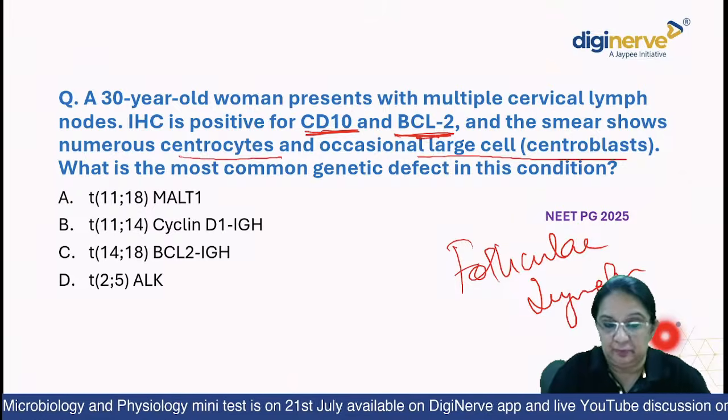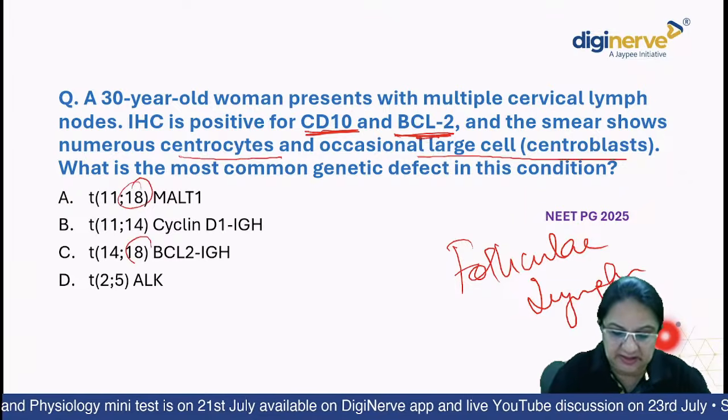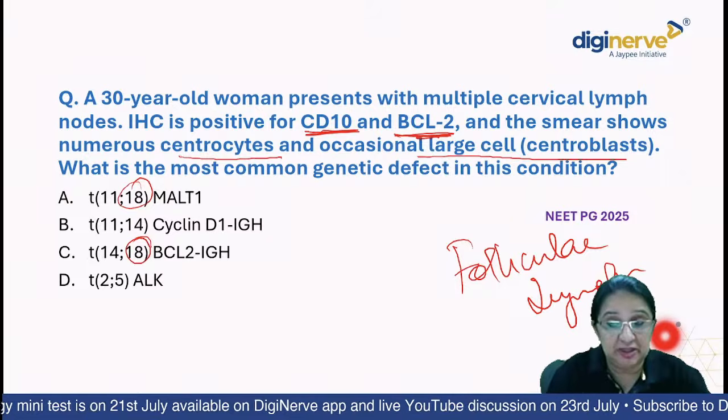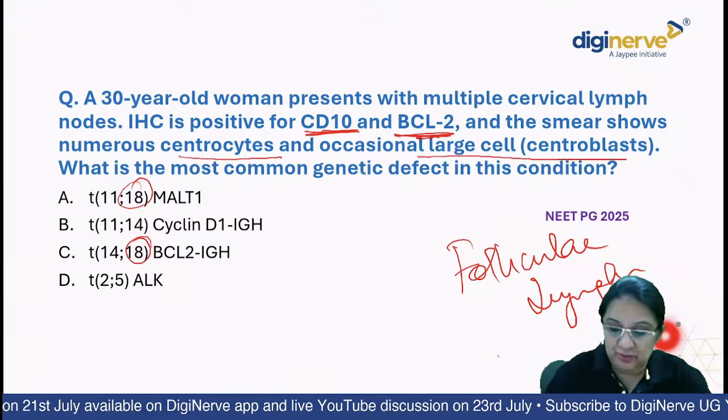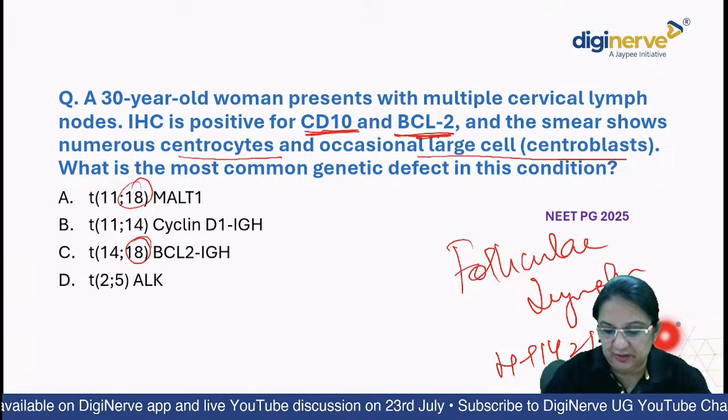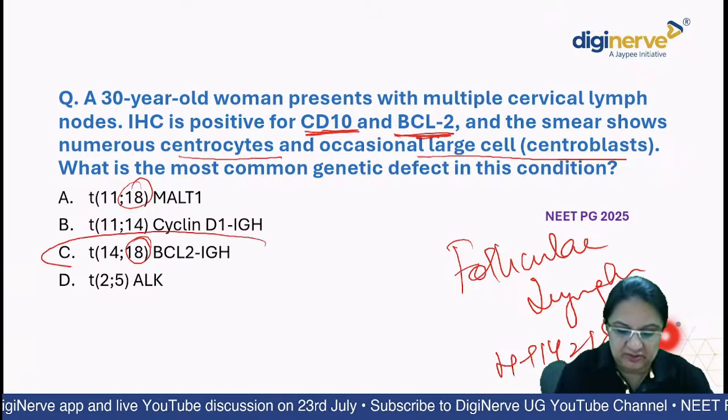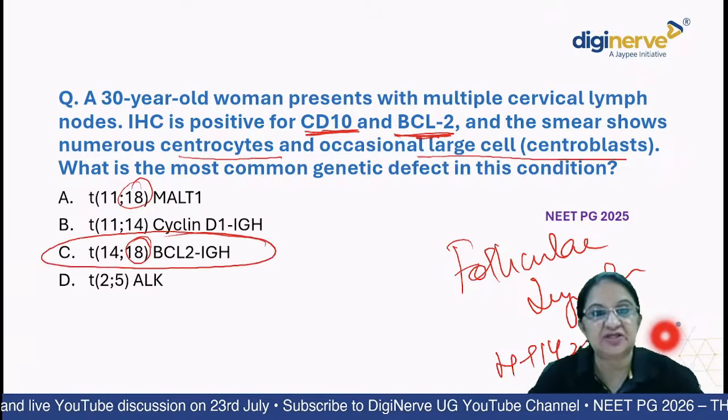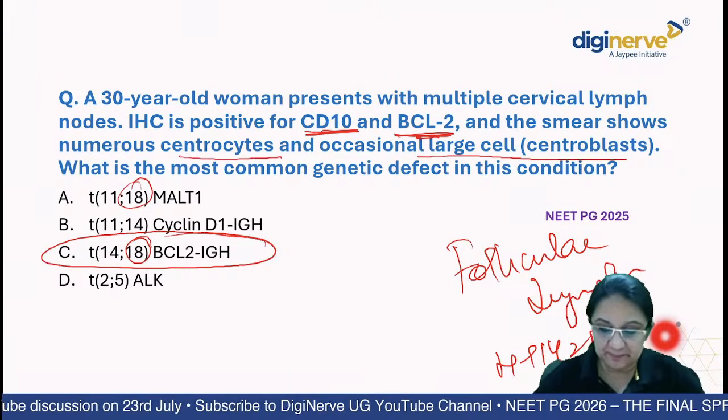18 we know. So 18 ये भी हो सकता है, 18 ये भी हो सकता है. But follicular, remember, fall 4. 4 plus 14 would be your 18. So this is our translocation. Translocation 14, 18. Okay? All right.